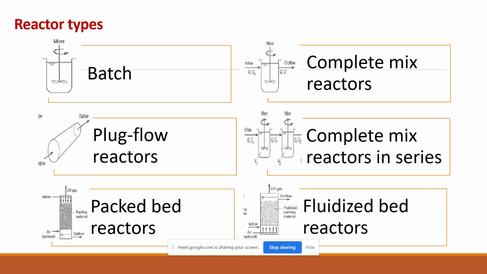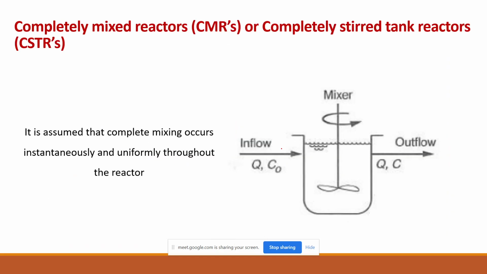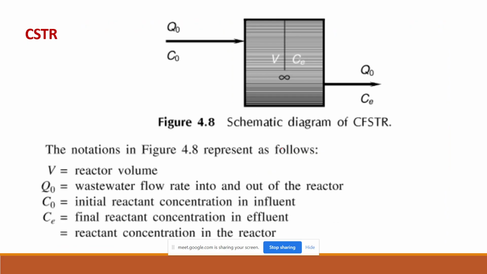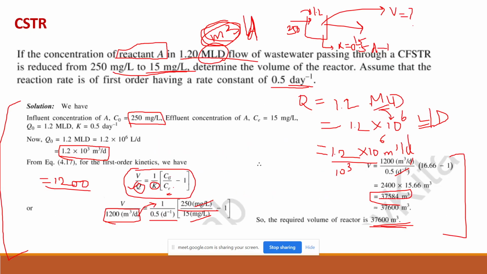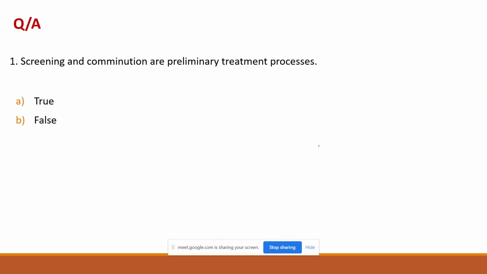Then there are different types of reactors. Today we studied CSTR, that is the completely stirred tank reactor. We studied the relationship to determine the volume of the CFSTR, followed by which we solved a numerical regarding this CFSTR volume, right? Now the Q&A session is very simple.